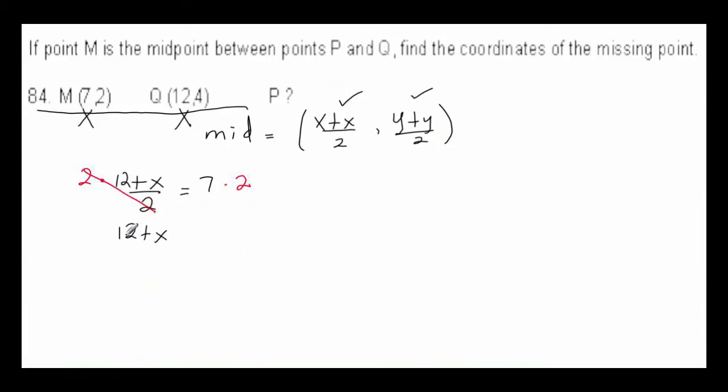I have to get rid of the positive 12, so the opposite is negative 12, and you were shown this in class today. Those cancel, and I'm left with x equals 2. So that's one point, or one coordinate. Now do the same for the y's. So I have y plus y divided by 2 equals my midpoint.